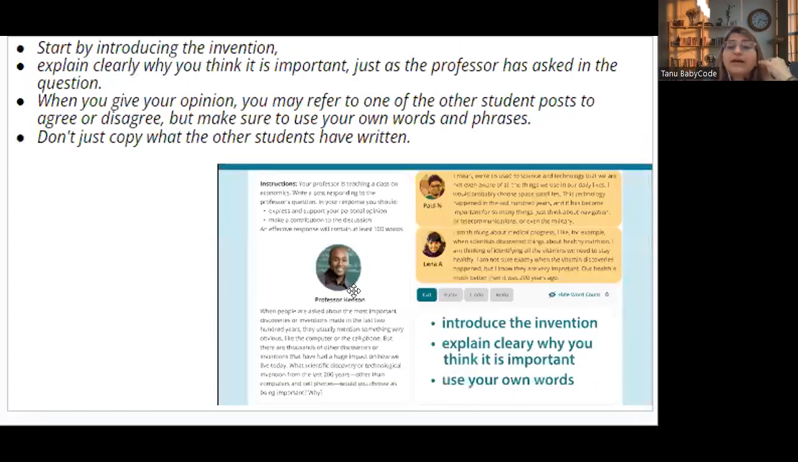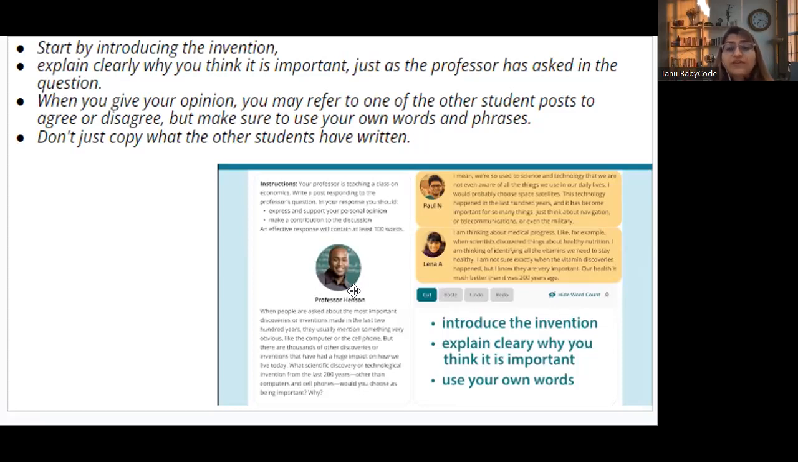Okay, but how to write? How do you frame those 100 words? You have to start by introducing the invention. What invention are you going to write about? Introduce your invention in 2 or 3 statements. Explain clearly why you think this is an important invention, just as the professor has asked in the question, right?